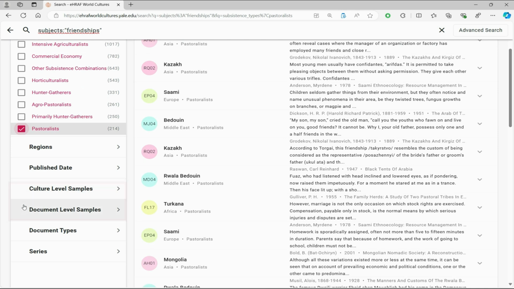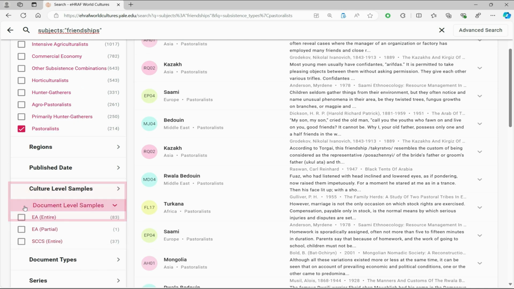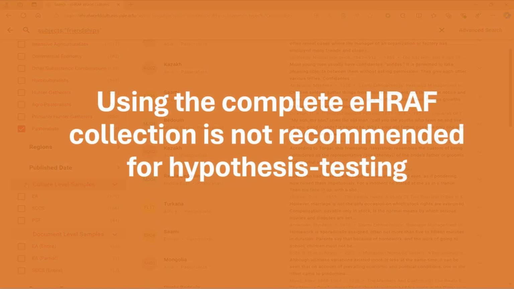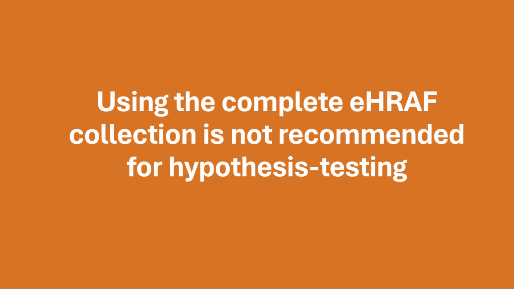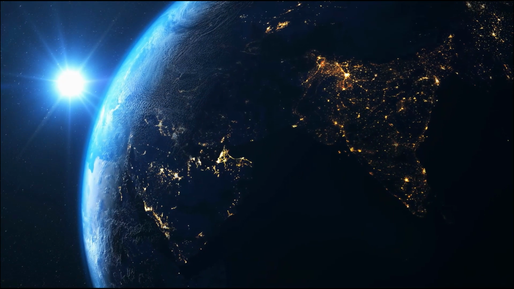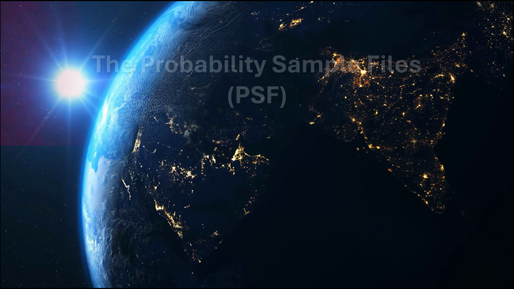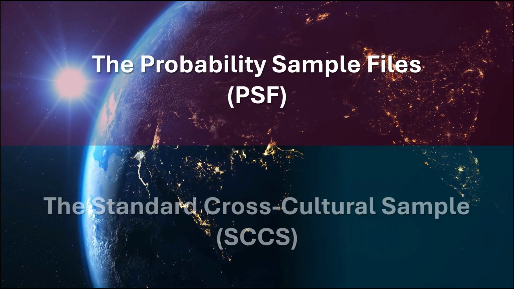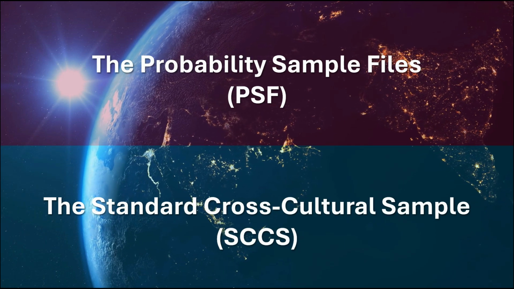The document-level samples and culture-level samples tabs are particularly important for research purposes because the collection of cultures included in eHRAF, though helpful for understanding diversity across human cultures, is not considered a representative sample for hypothesis testing. For scientific research, we recommend one of the two primary samples available in eHRAF, the Probability Sample Files, or PSF, and the Standard Cross-Cultural Sample, or SCCS.